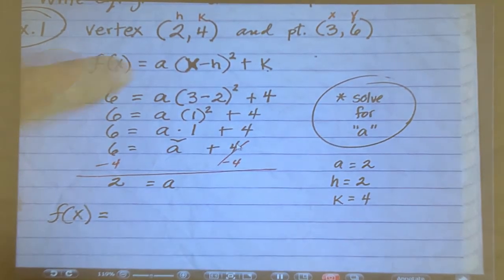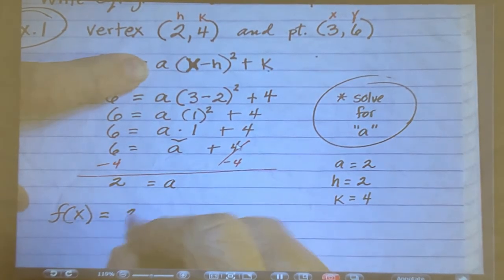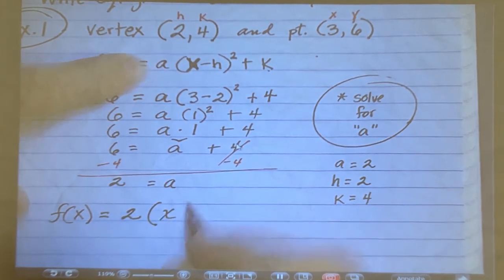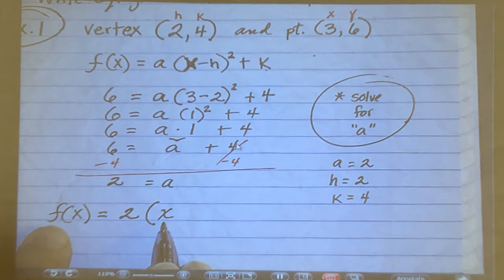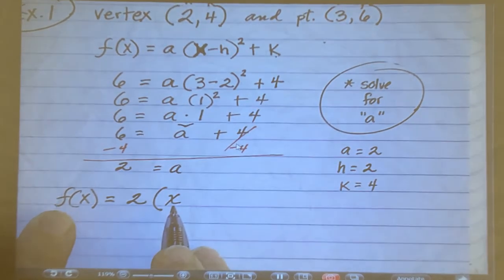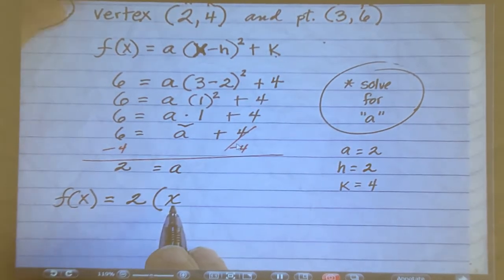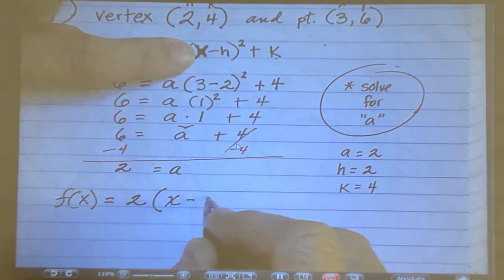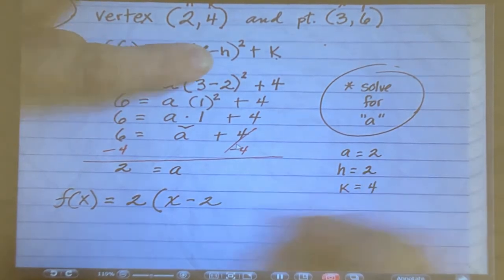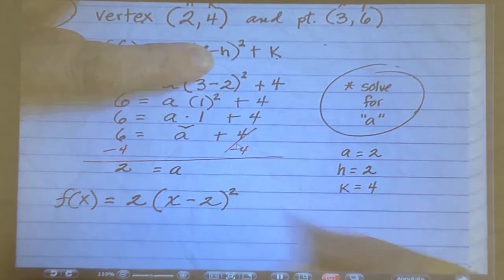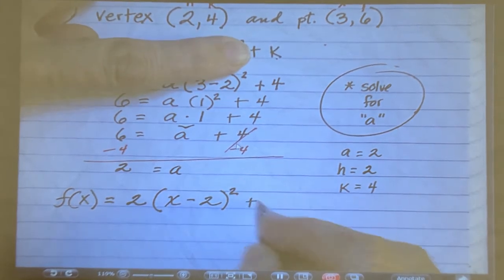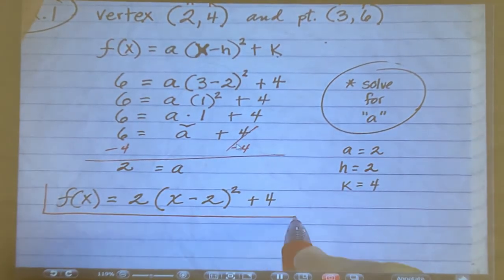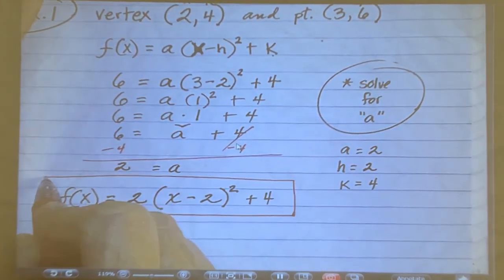equals, now I know the a value is 2, parentheses. I'm not going to replace x. I want to keep x and y kind of open to generically find any point along this parabola. We're going to minus the h value, so we're going to minus the 2 here, square it, and add our k value, so plus 4. Ta-da! You have written an equation in vertex form.